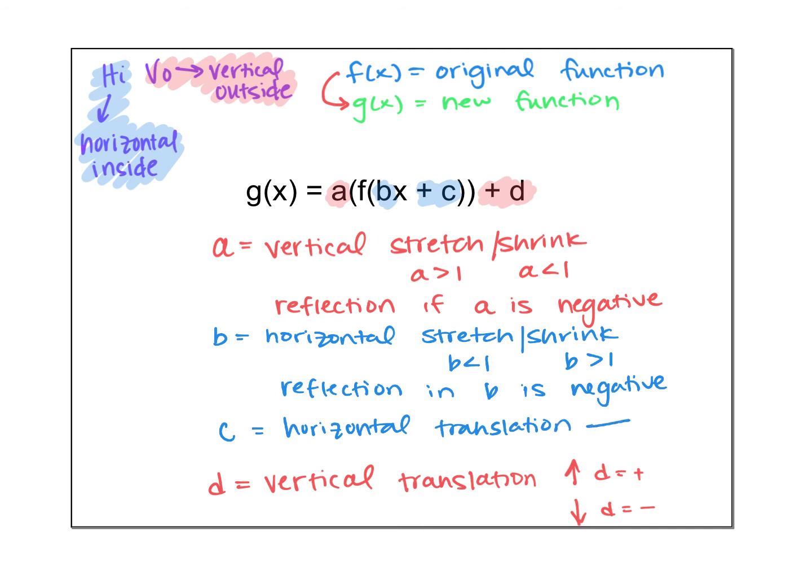We have 2 directions, left or right, like we talked about in the warm-up, is going to be opposite of what you expect. So if c is negative, this is going to be a movement to the right. If c is positive, this is going to be a movement to the left.